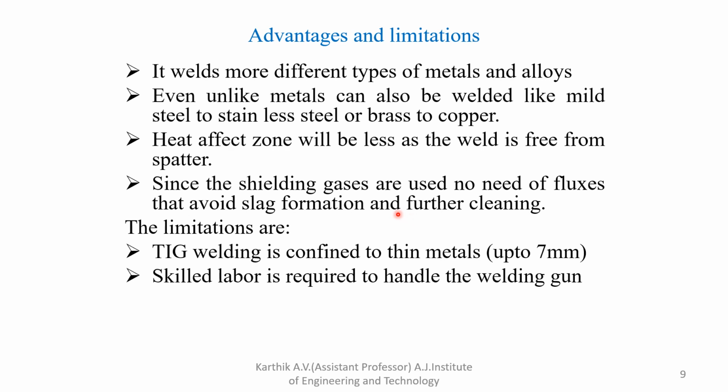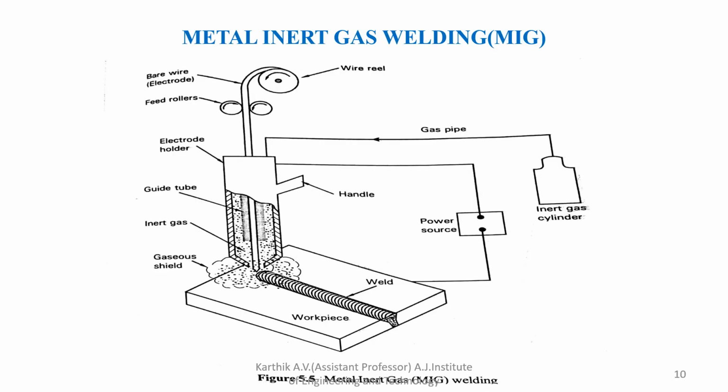Next we'll see metal inert gas welding, which is similar to tungsten inert gas welding. So you can see the metal inert gas welding. The difference is that here a consumable electrode is used. The electrode is continuously supplied with the help of a reel.